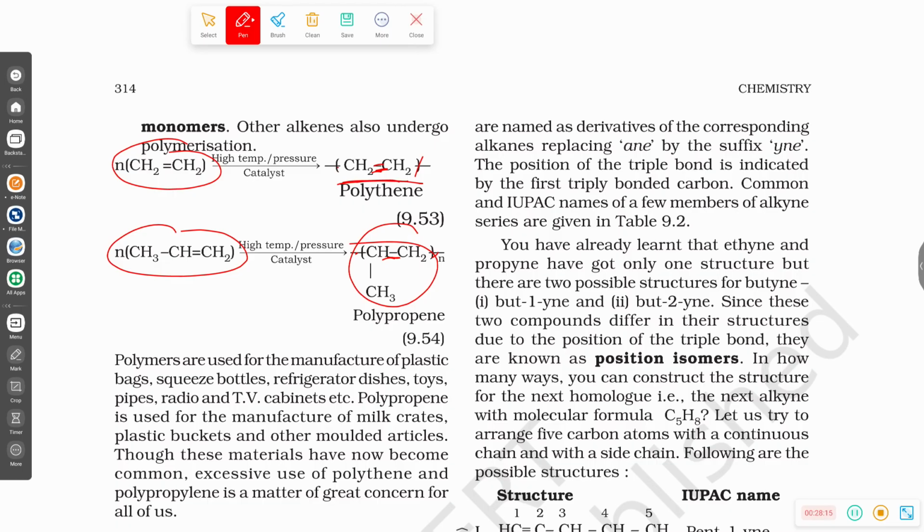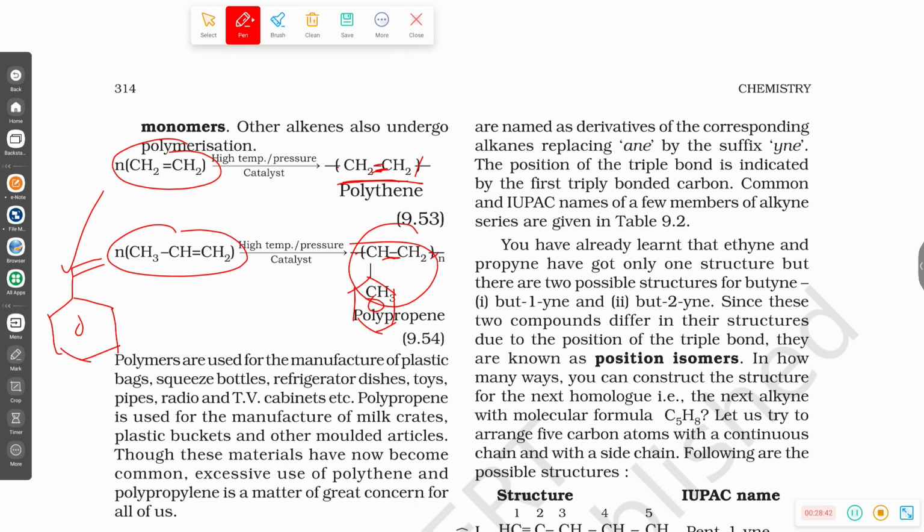Polypropylene. Polystyrene. What is polystyrene? Means instead of this one, what will be there? Benzene ring. That is polystyrene. This is called styrene. General name styrene. What is the monomer of polystyrene? Styrene.